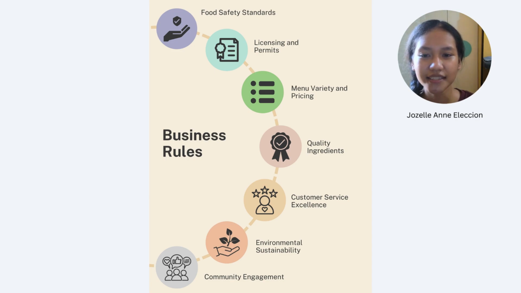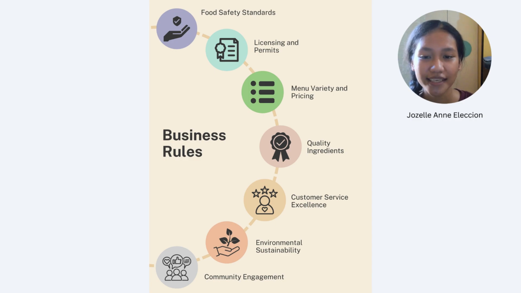Second, licensing and permits. Obtain and prominently display all necessary licenses and permits required to operate a street food business in a designated area. Renew licenses as needed to remain compliant with regulations. Third, menu variety and pricing. Offer a diverse menu of street foods to cater to different tastes and dietary preferences. Ensure transparent pricing and clearly display prices for each item to avoid confusion.